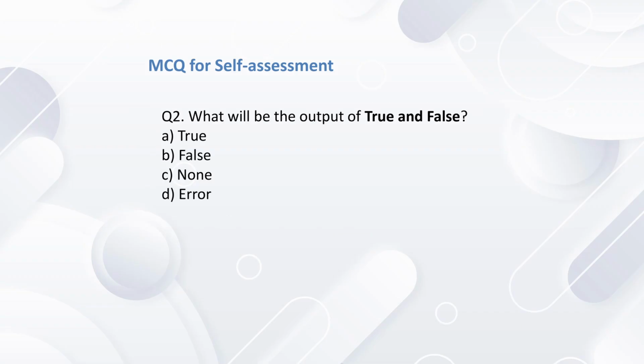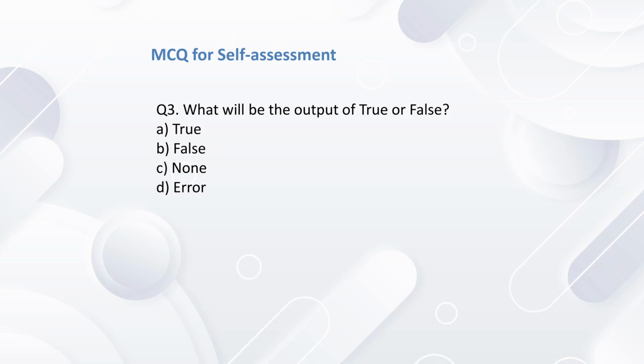Next question. What will be the output of true and false? Here are the options. And the correct answer is option B, false. Next question. What will be the output of true or false? Here are the options. The correct answer is option A, true.